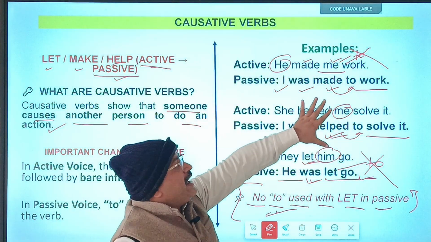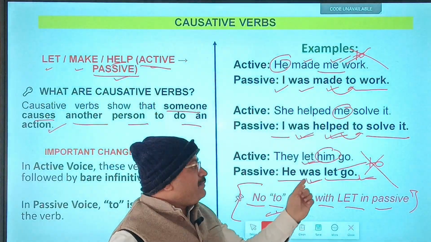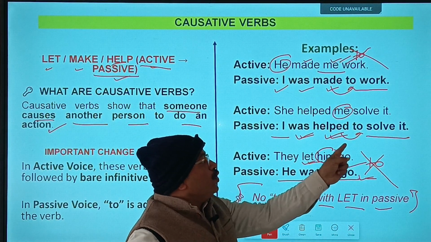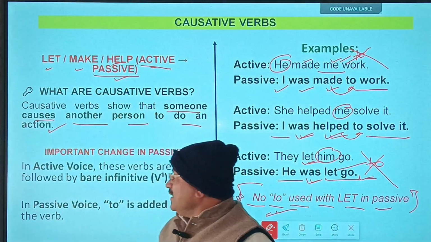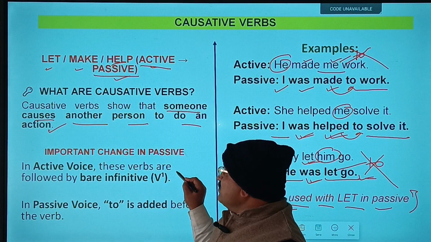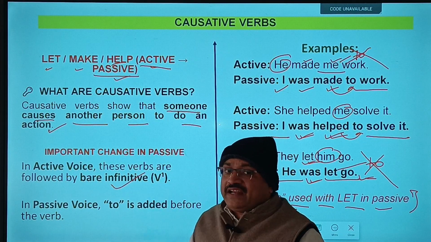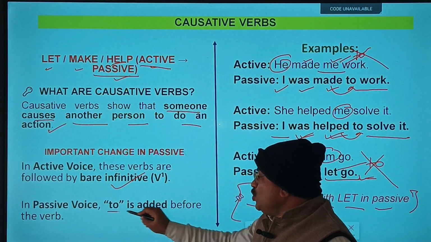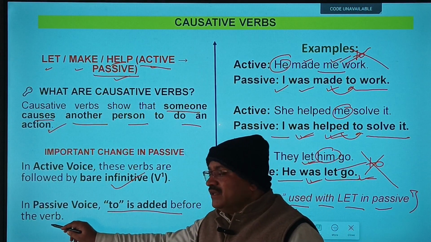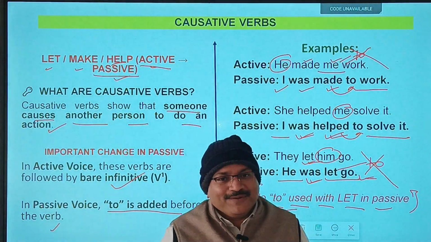But when you have simple causative verbs except let, we will use to in passive voice. Yes or no? In active voice, these verbs are followed by a bare infinitive, meaning without to, and in passive voice, to is added before the verb. Yes or no?